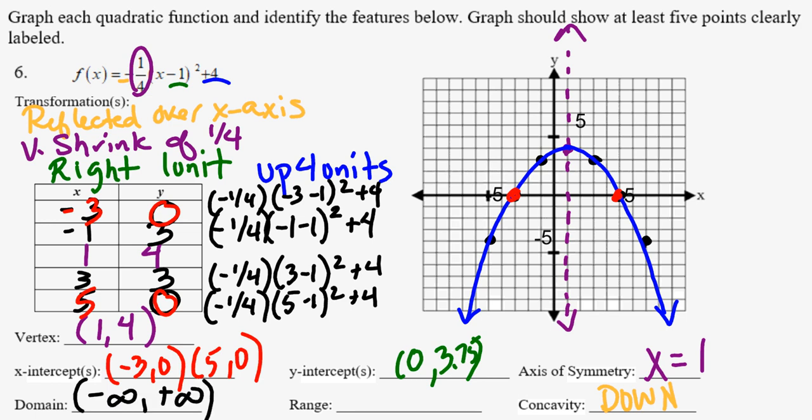Domain, we know never changes for your parabolas, your quadratics, always -infinity to positive infinity. And the range, because it's concave down, remember we're going lowest to highest, it's going to keep decreasing. So we have no limit for that lowest end. So I have a -infinity to start, and the highest it can go is going to be the y value for the vertex at 4, so I have my bracket.